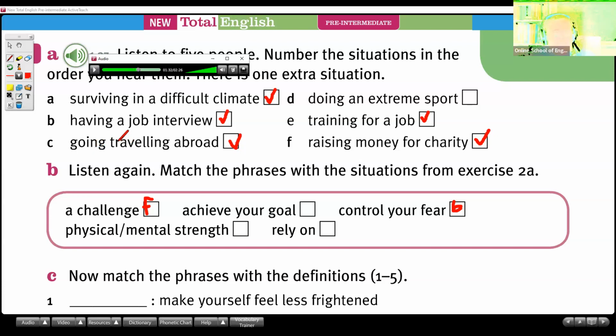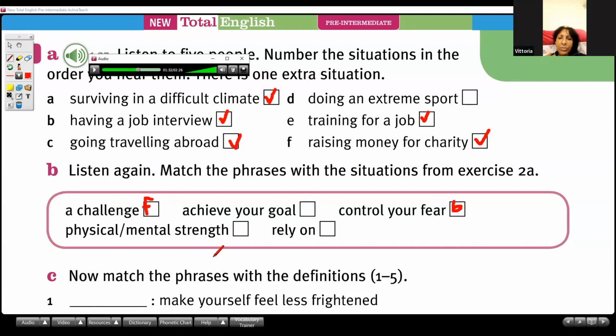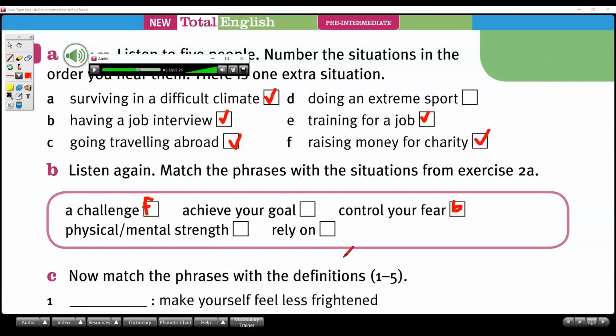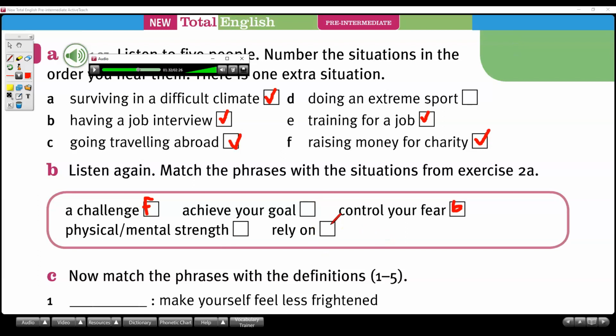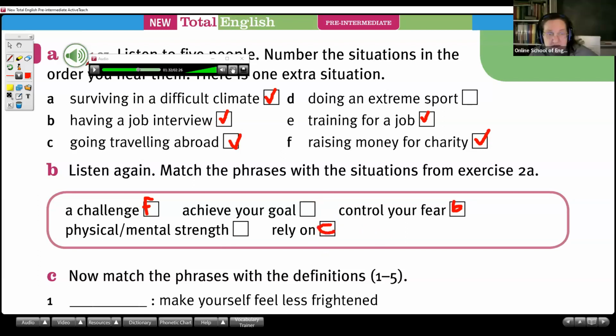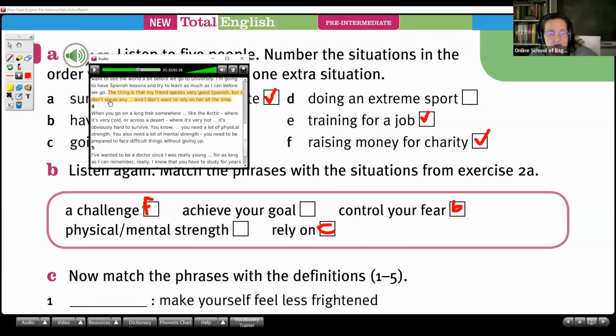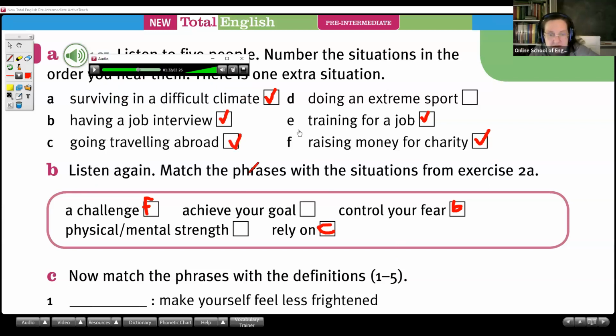Uh-huh. It's going traveling abroad. Yes, and what situation is it? It's the second one, achieve your goal? No, I don't think so. That's rely on. Yes, it's rely on, depends on. Because if you look at the text right here, she says her friend speaks really good Spanish, but she doesn't speak any Spanish, and she does not want to depend on her all the time, right? Okay. So that was that one.